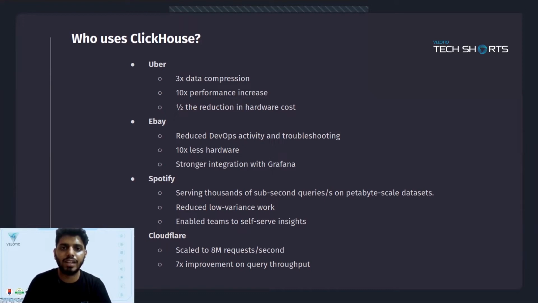ClickHouse has a stronger integration with Grafana that helped them reduce their DevOps activities and troubleshooting. After migrating to ClickHouse, Spotify is now serving thousands of concurrent queries on petabyte scale datasets. They have reduced their load variance, which has enabled their teams to self-serve insights. Cloudflare, after migrating to ClickHouse, has scaled their system to serve 8 million requests per second and has seen a 7 times improvement in query throughput.